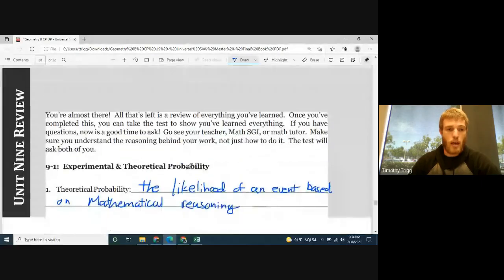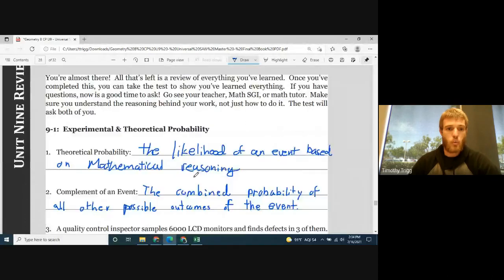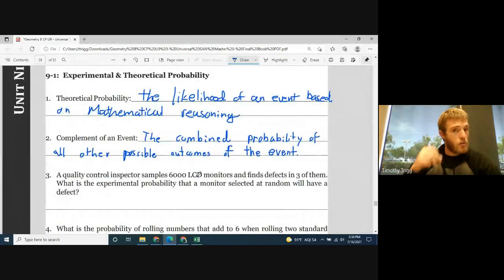So open up to the review on Unit 9, which starts on page 20. These first two definitions, I should say, I don't think they're in the packet quite like this, so specifically. So here are the two definitions that they want for these first two problems.